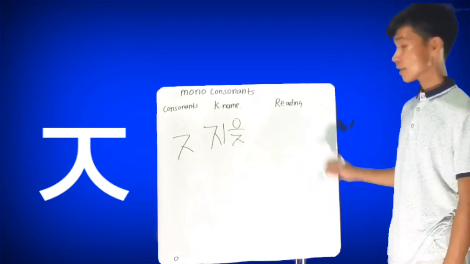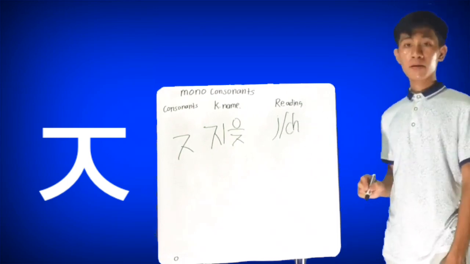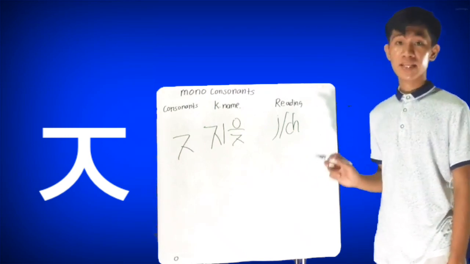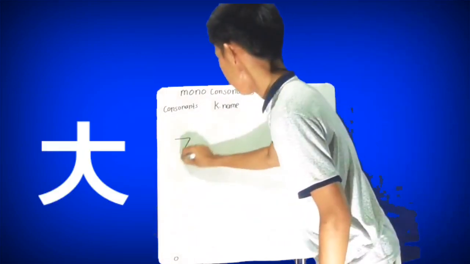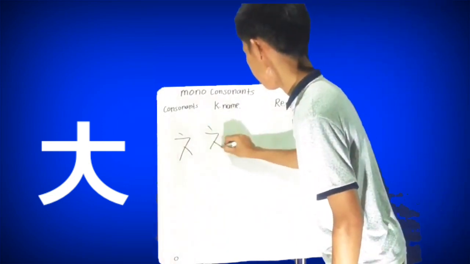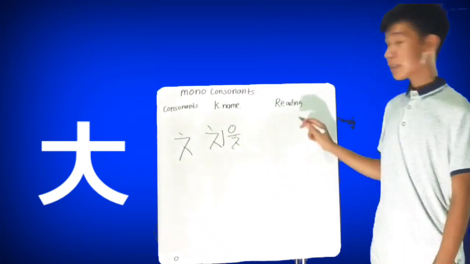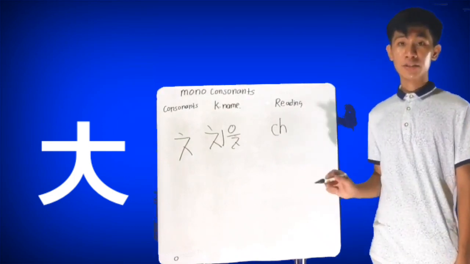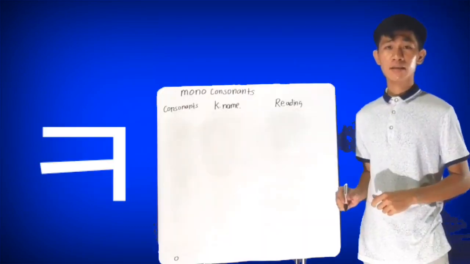Next, jieut. In English, it's letter J and sounds like CH. Like chill. Letter CH, but make it relaxed. Chill. Next is chieut. In English, it's letter CH. Like change.